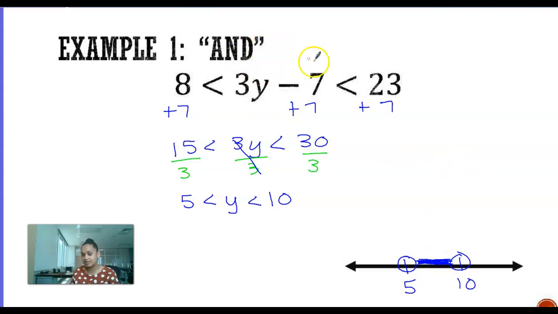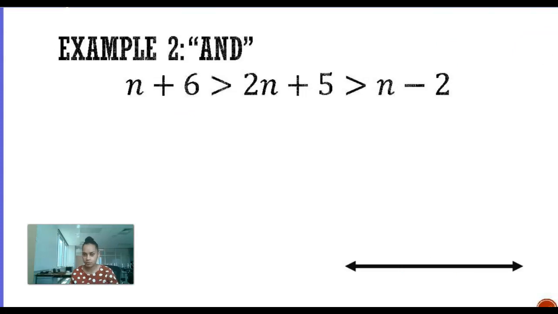Anytime you have an and type problem, it'll look this way. I'll have 2 numbers on my number line, and I'll be shading in between. It kind of looks like when you're lifting weights, a weight, that's what it looks like to me. All right, let's try another one.